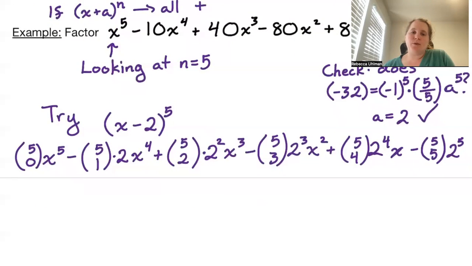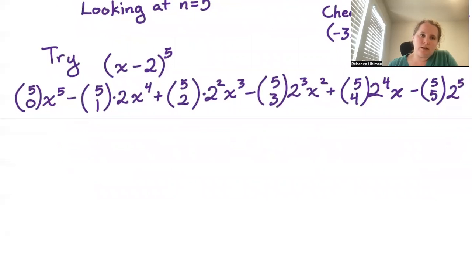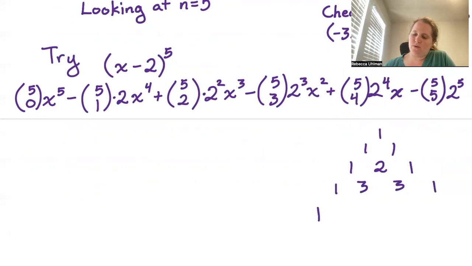If you do not remember your binomial coefficients, you can do your little triangle: 1, 1, 1, 1, and then 1 plus 1 is 2, 1. 1's all down the diagonal or outsides, and then 1 plus 2 is 3, 2 plus 1 is 3, and 1. And we have 1 plus 3 is 4, 3 plus 3 is 6, 3 plus 1 is 4, 1.